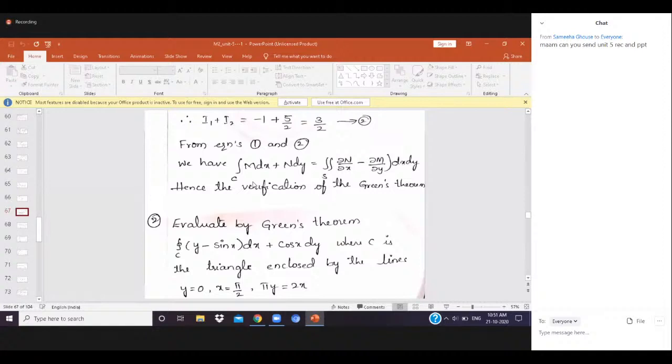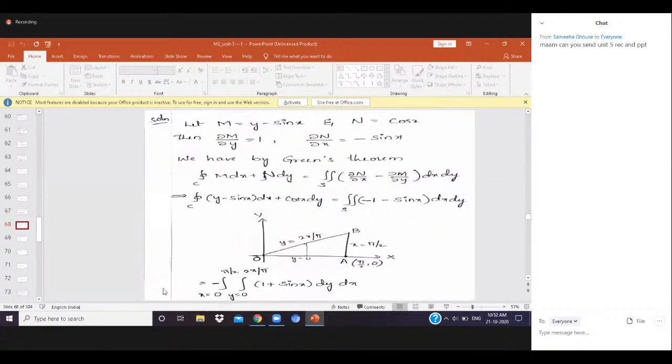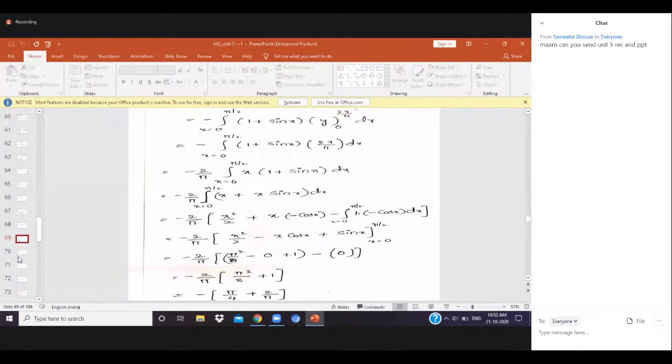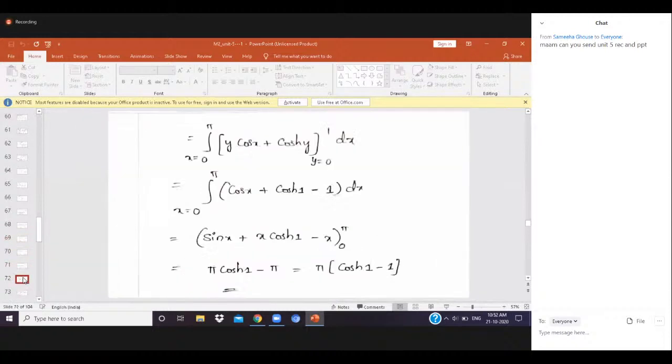What is Green's theorem? The double integral over S of (∂N/∂x − ∂M/∂y) dx dy is equal to the integral over C of M dx + N dy. Here M and N are continuously differentiable functions of x and y. Evaluate means we can evaluate either side. One of the problems is here. Okay, here only one side we are evaluating. Then we'll go for the last theorem, Stokes theorem.